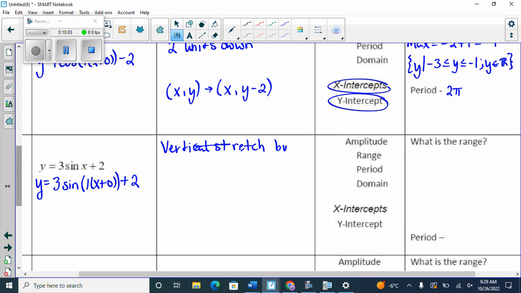Vertical stretch by a factor of 3 above the x-axis. And a vertical displacement, what?